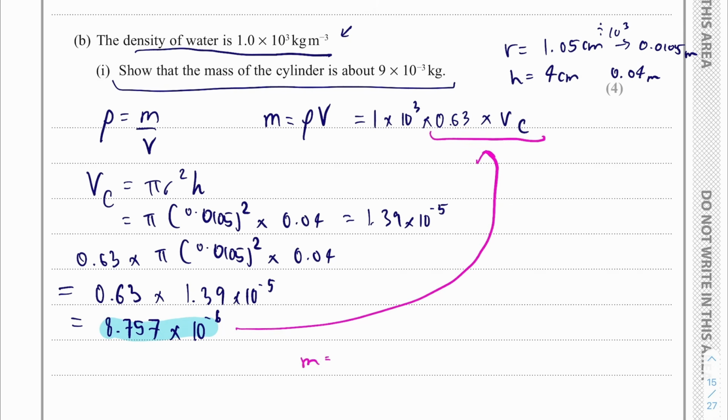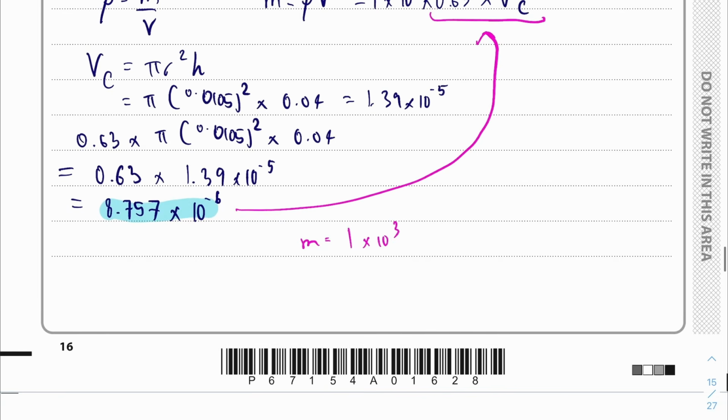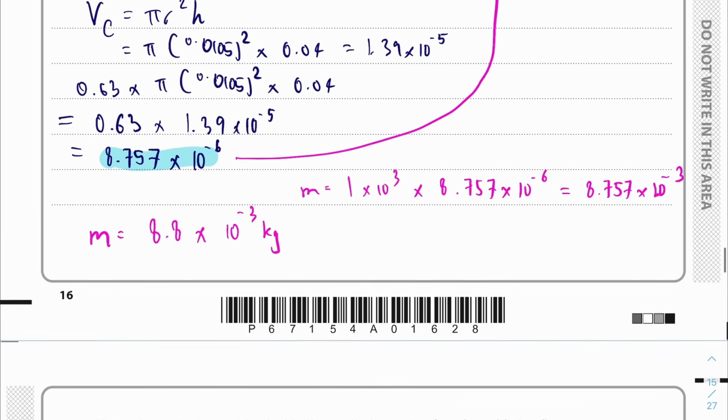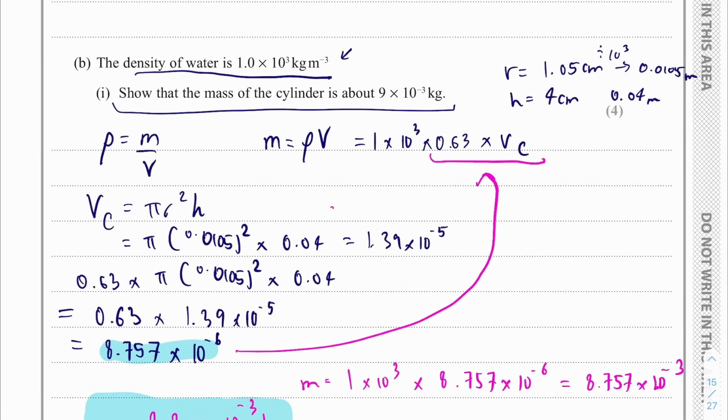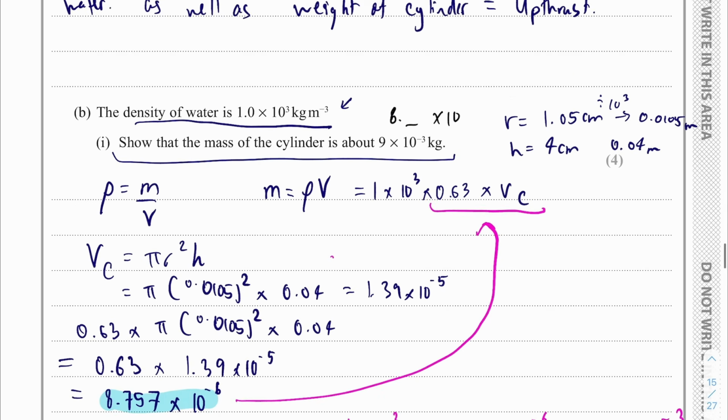The mass equals 1 times 10 to the power of 3 times 8.757 times 10 to the power of negative 6. We get 8.757 times 10 to the power of, because there's 3 in minus 6, this becomes minus 3. Do we round it? Yes, we do. So the mass equals 8.8 times 10 to the power of negative 3 kilograms. That is the mass of the brass cylinder. Why? Because we want to round to 9, so we need 8 point something, which is above the 5 times 10 to the power of negative 3 we need to show.